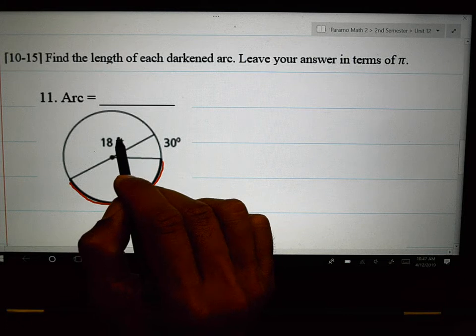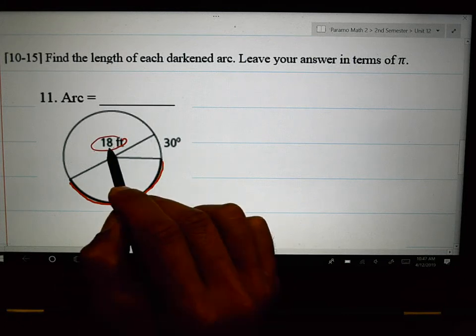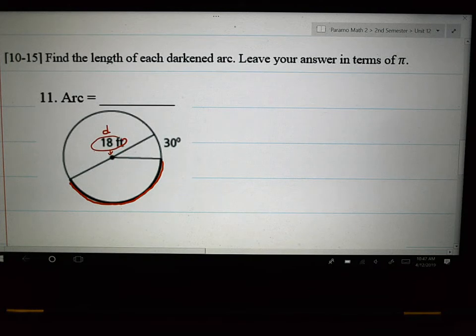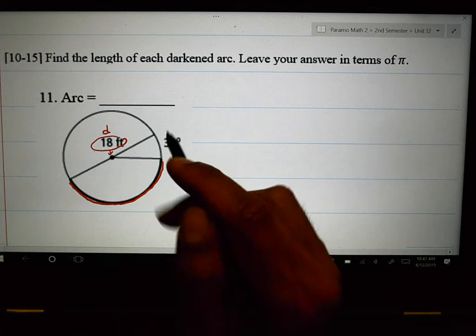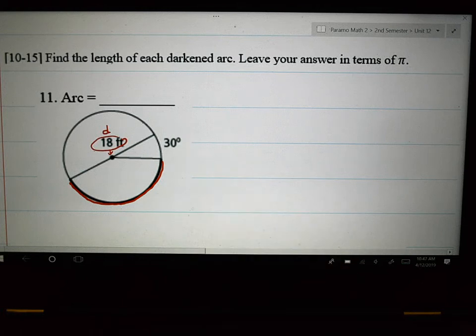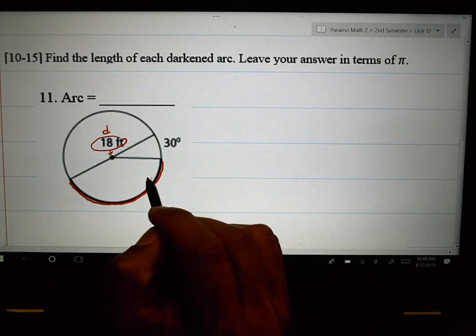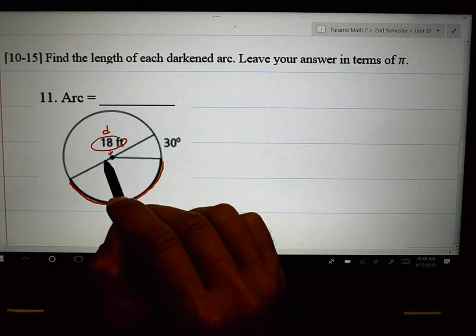When they give a number and it's right in the middle of a long line, they're telling you this is a diameter. I'm going to put a D next to it. If it's next to a radius, then it's a radius. You got to know the difference. So if I'm thinking about this, this is the arc. This is the diameter that goes through the center.